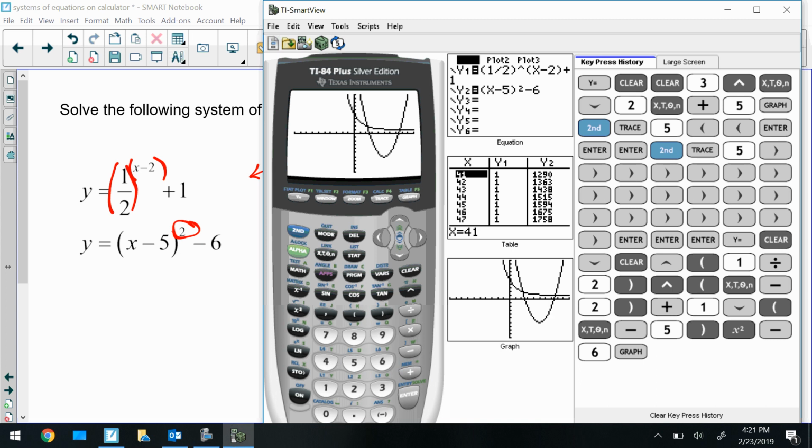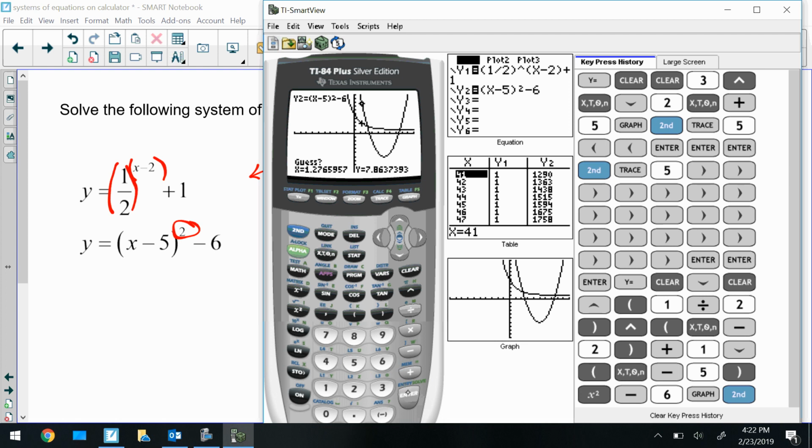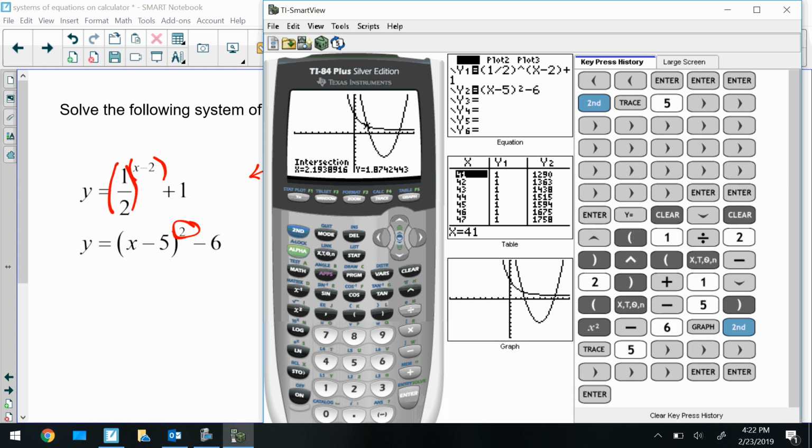And you can see it intersects twice again. They're a little bit more obvious this time. So the first one I'm going to find is on the left-hand side. I'm going to go second calc, number 5. Oh, my cursor landed a little bit over to the left, so just get it close to the intersection I want. Hit enter for the first curve, enter for the second curve, enter through the guess, and I have the intersection. I'm going to round to 3 decimal places.